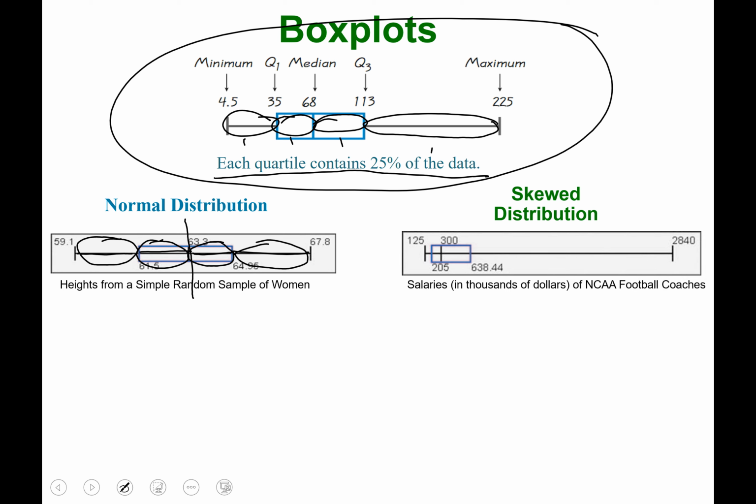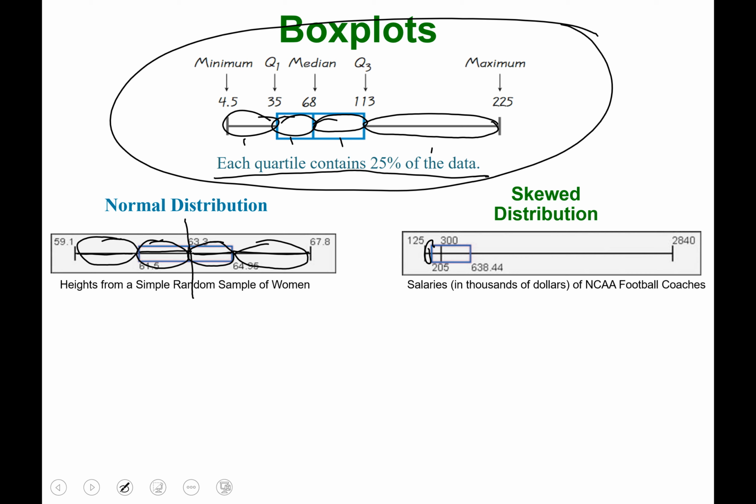This box plot is representing data that is quite skewed. So our units this time are dollars. We're talking salary in thousands of dollars of NCAA football coaches. Okay, so it looks like the lowest 25% of NCAA football coaches, I don't know what year this is from, I apologize, make between $125,000 and $205,000 a year. Salary always means a year.